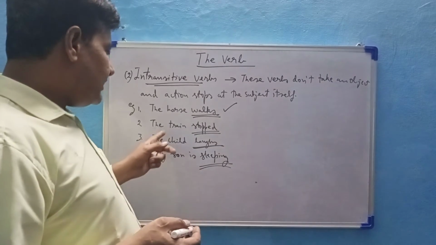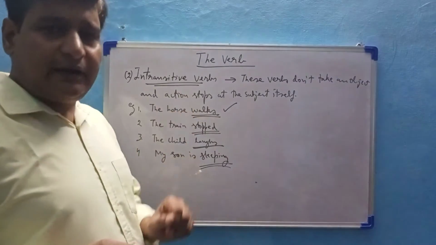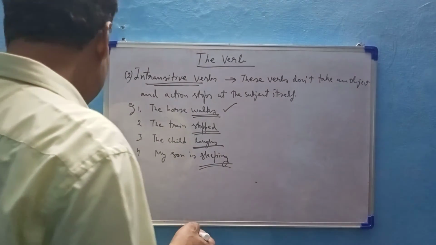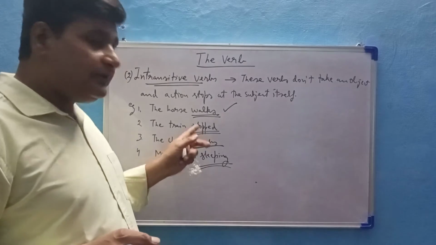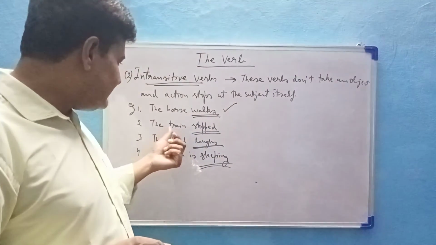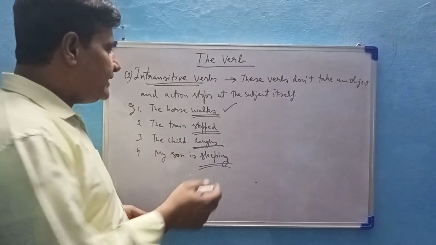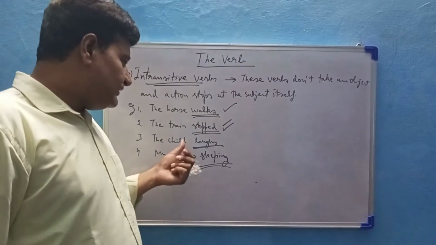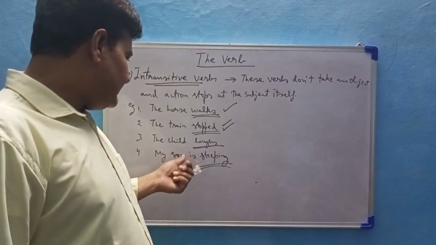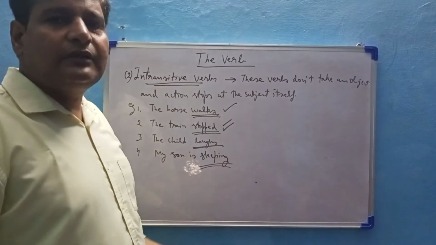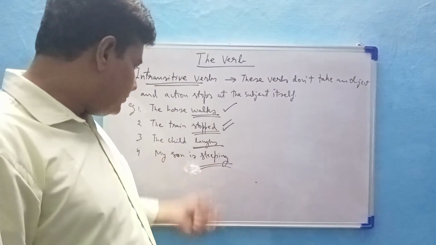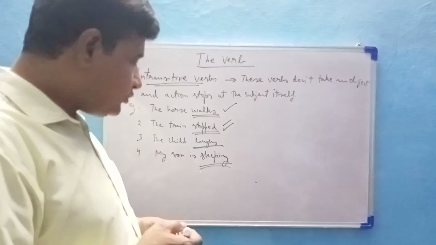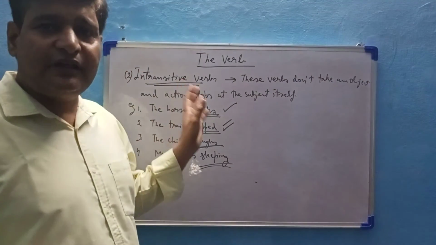And there, when we say he walks the horse, then it is used transitively. Similarly, the driver stopped the train. When we say the driver stopped the train, then the verb is used transitively. When we say the train stopped, then here it is used intransitively. The child laughs, my son is sleeping. These are also intransitive verbs which don't require any object. So I hope you have understood these intransitive verbs.